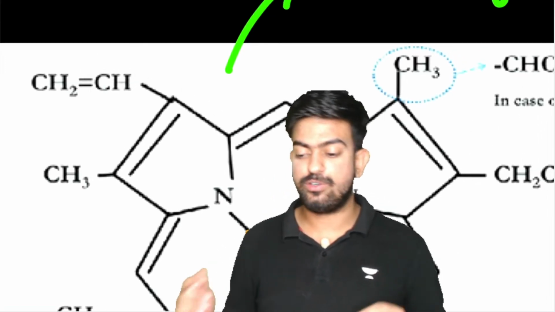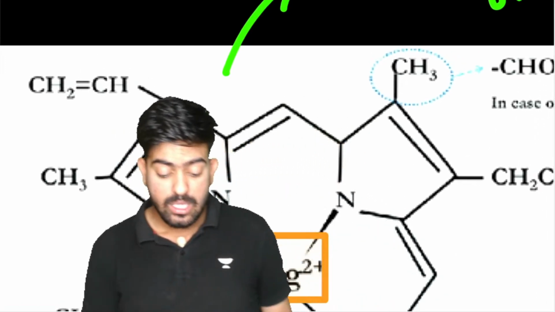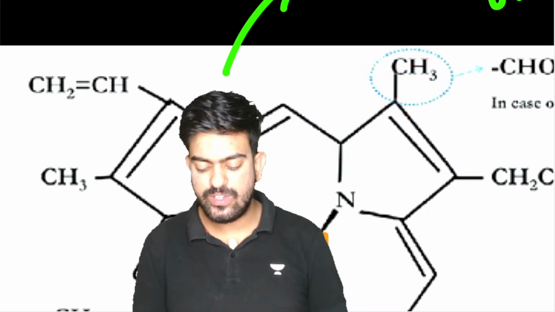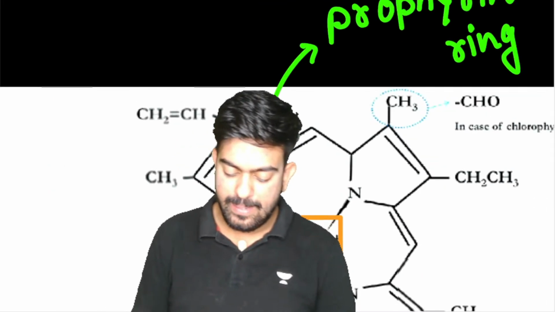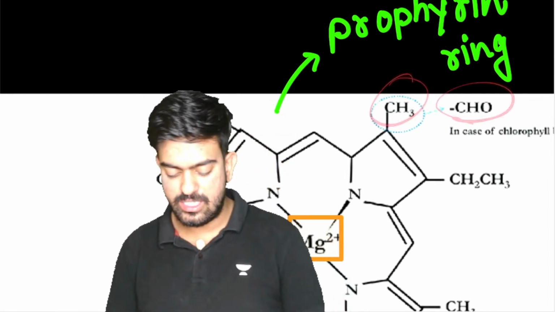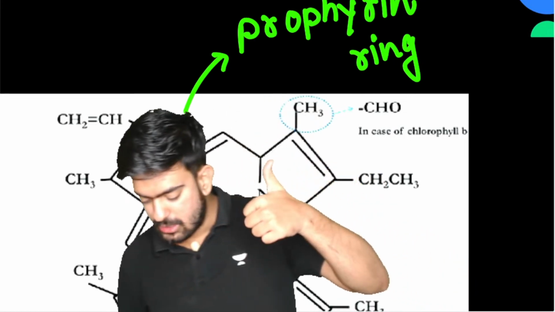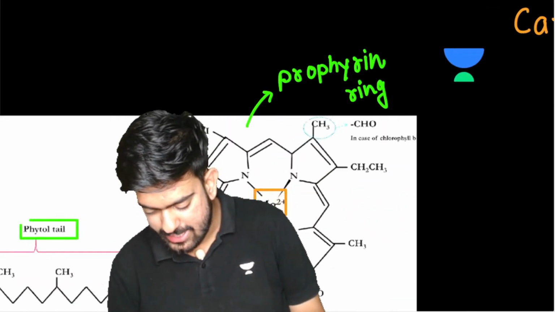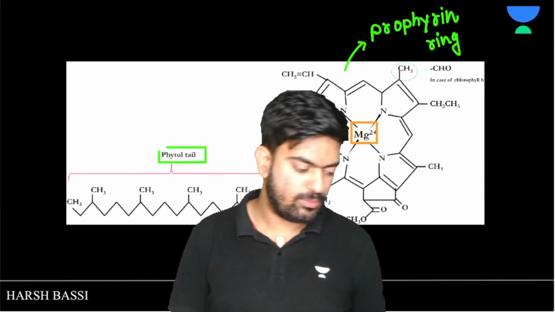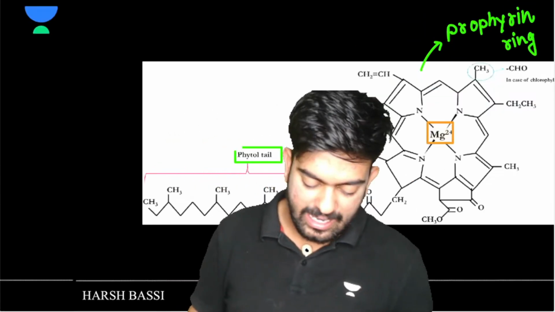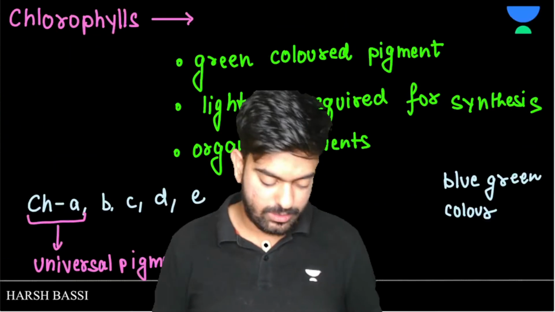But this structure is of chlorophyll A. Sir, how can you say this? I can say this by seeing this particular thing. If CH3 is there, then it is chlorophyll A. In place of this, if you add this, it will be the structure of chlorophyll B. Clear to everyone? Yes or no? Yes? Great. So now let's move on. If this thing is clear, everything is clear.